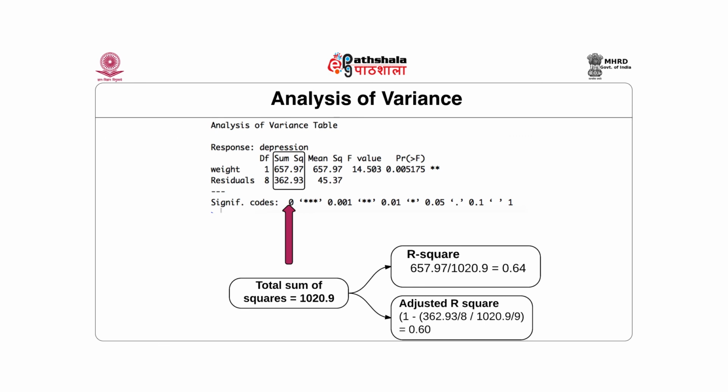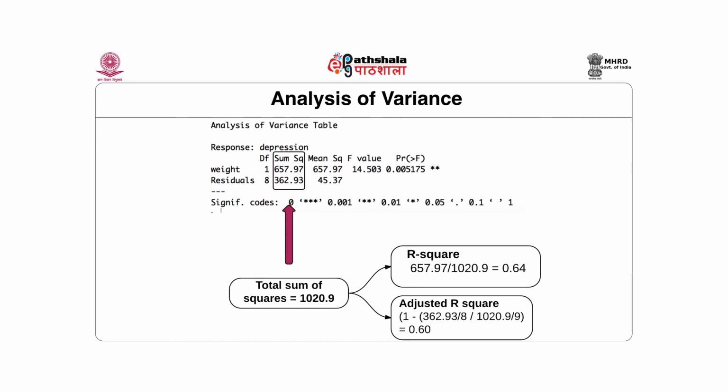It gives you the response variable, which is depression. And then you can see the weight and the residuals that come out of this. You can see the degrees of freedom, in this particular case 1 and 8. You can note the sum of squares. ANOVA works on the principles of sum of squares, and you can read off the p-value from this particular table.